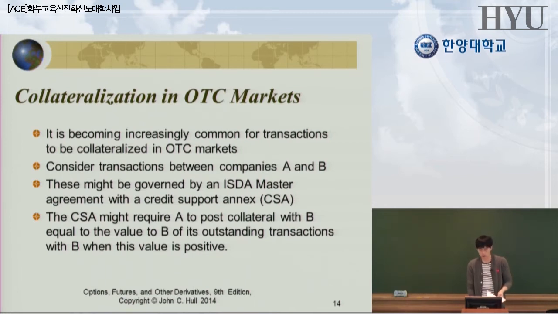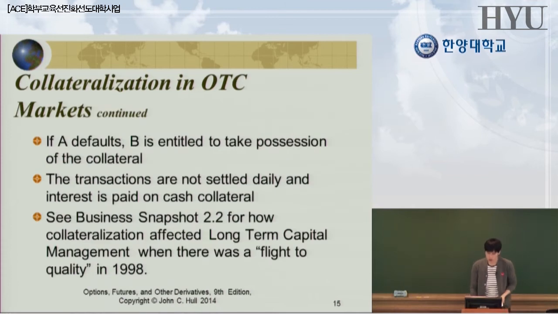Consider transactions between companies A and B, and this might be governed by an ISDA master agreement with a CSA, and the CSA might require A to post collateral with B equal to the value to B of its outstanding transactions with B when this value is positive. So when A defaults, company B is entitled to take possession of the collateral.